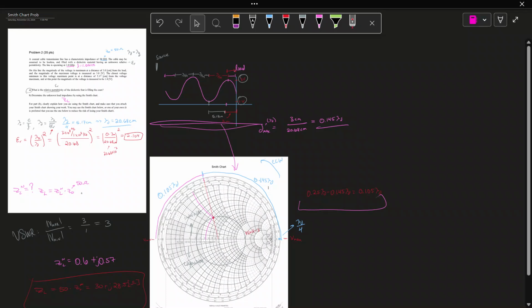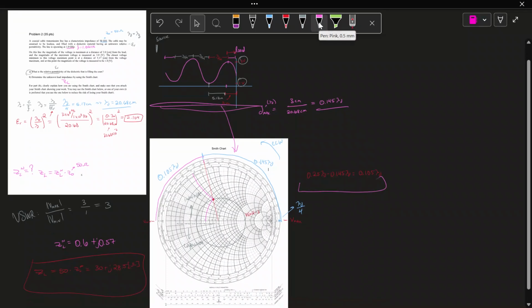I'll definitely be making more videos over Smith charts, especially open stubs and short circuit stubs, and maybe quarter wave transformers, because not only is that going to be on the exam, but also that is on our project. So if you haven't started that, make sure to, preferably, maybe after the exam.